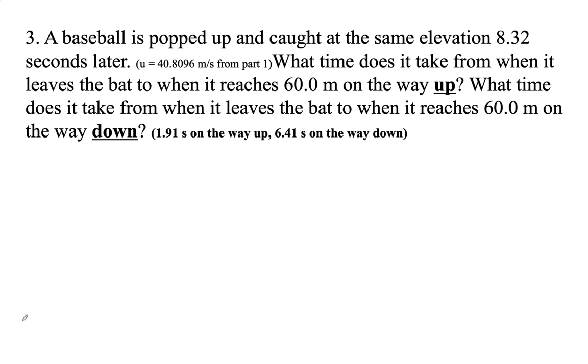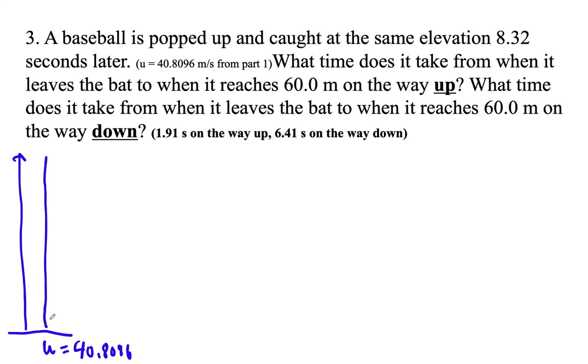Okay, so we know that this ball is launched from the ground. Its initial velocity is 40.8096, with all of its precision. It goes up, it goes down. And we know that the velocity at 60 meters on the way up is positive, approximately positive 22.1, and on the way down, it's approximately negative 22.1.